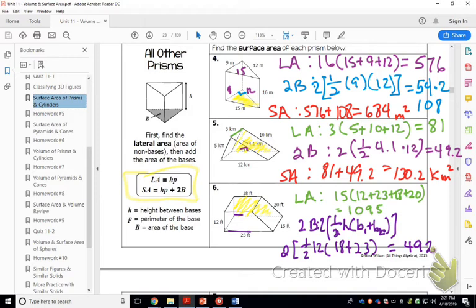And then you add them together. Yes. And then do your surface area. So the 1,095 plus the 492. What'd you say? 1587. 1587 feet squared.